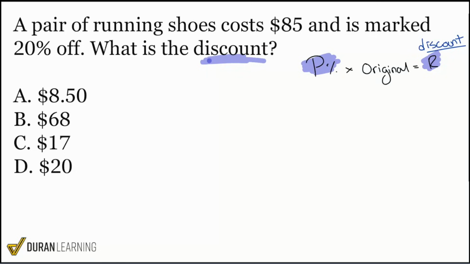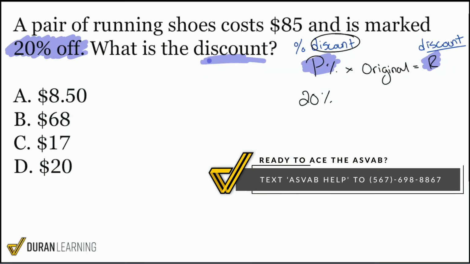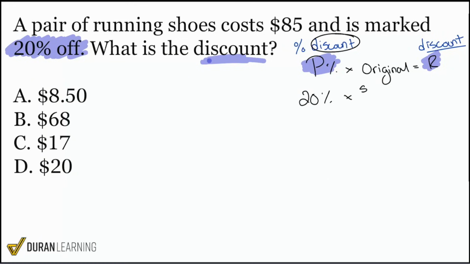all I have to do is plug in the percent that represents the discount. Luckily, we are given that. If you check this out right here, it says this $85 pair of running shoes is marked 20% off. 20% off, right there, my party people. That is a discount, flat out. So we'll plug in 20% because that's the discount. That will get us the result, the actual amount of that discount. So 20% multiplied by 85 equals the result.